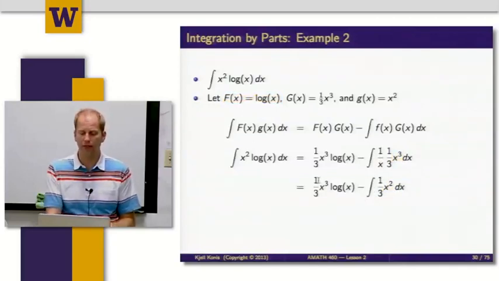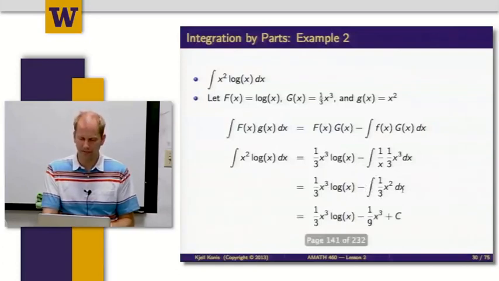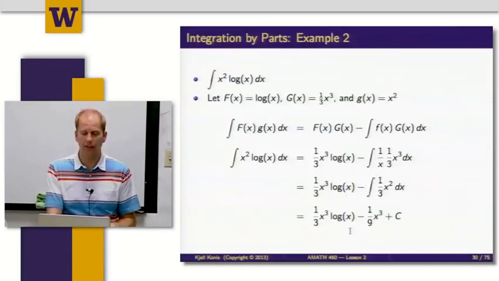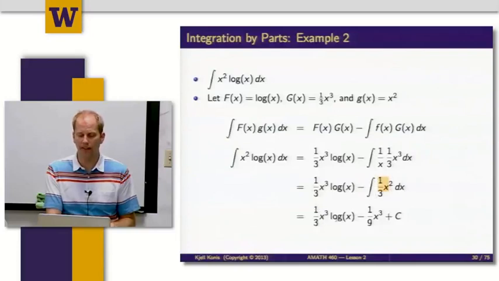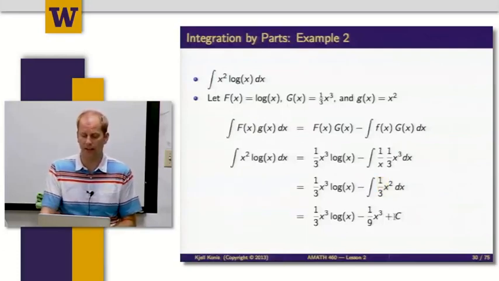So I end up with 1/3 x cubed log x minus the integral of 1/3 x squared. So I can use the anti-power rule to evaluate this guy here. And I end up with 1/3 x cubed times log of x minus 1/9 x cubed. And then because I haven't put any limits on this, I'm asking just for an antiderivative, an indefinite integral, so I have to add an arbitrary constant c.